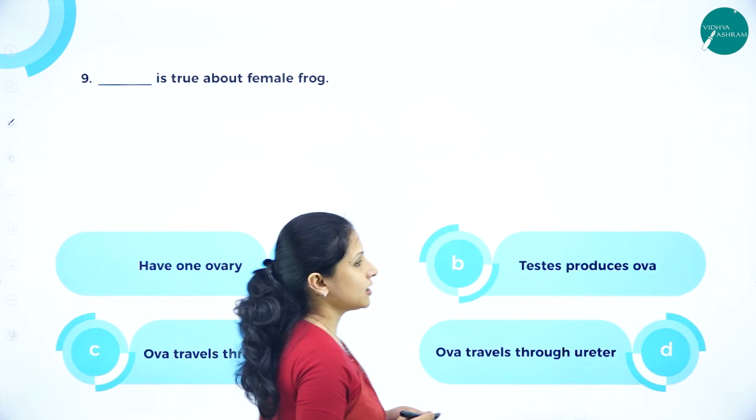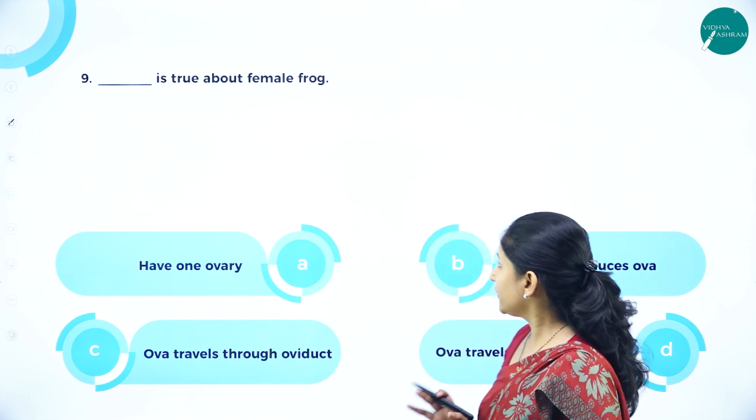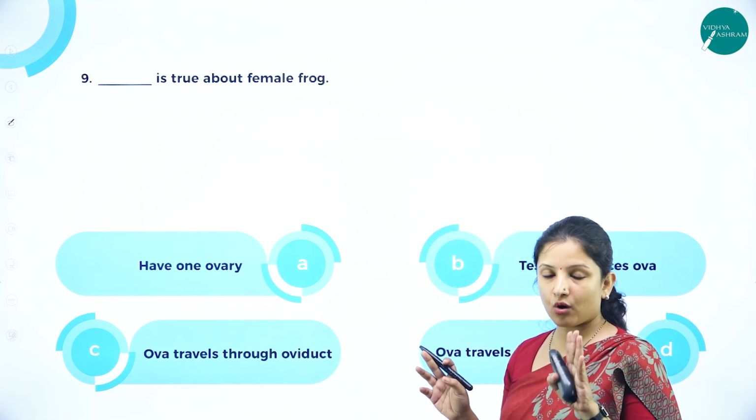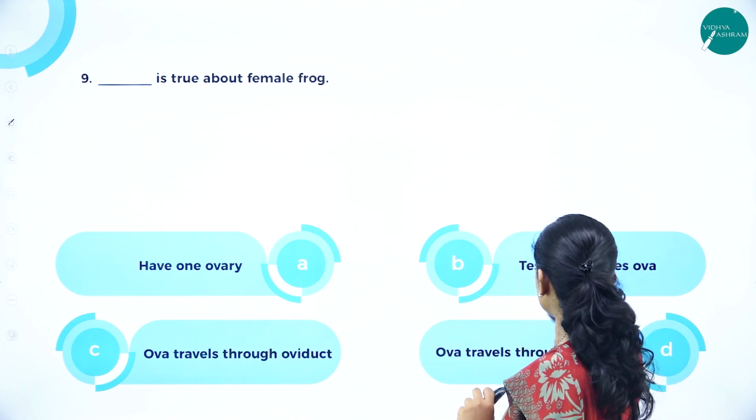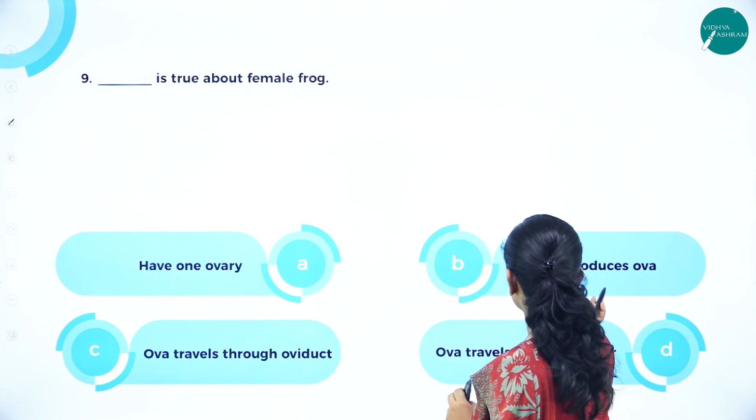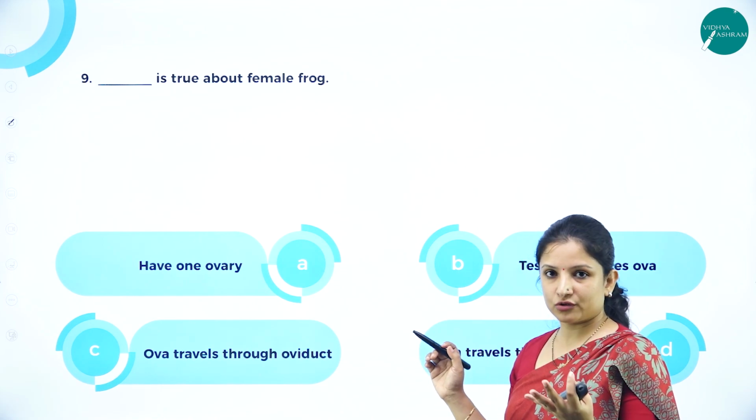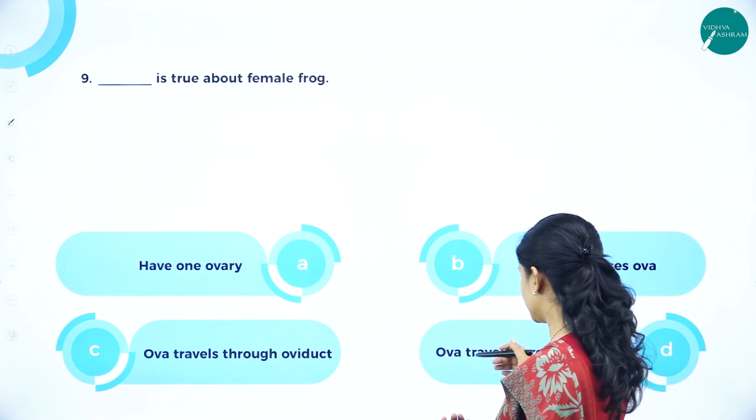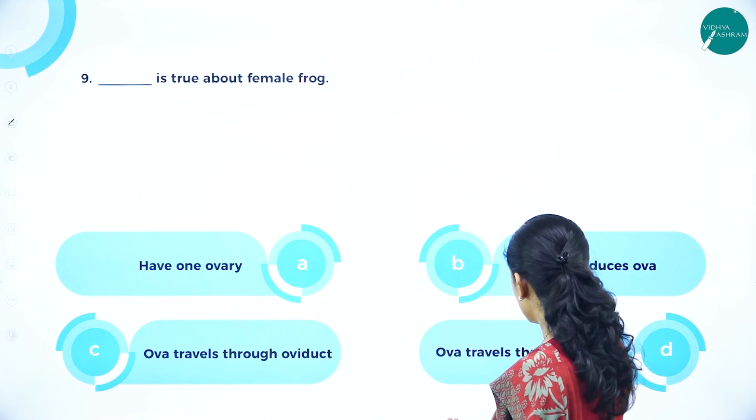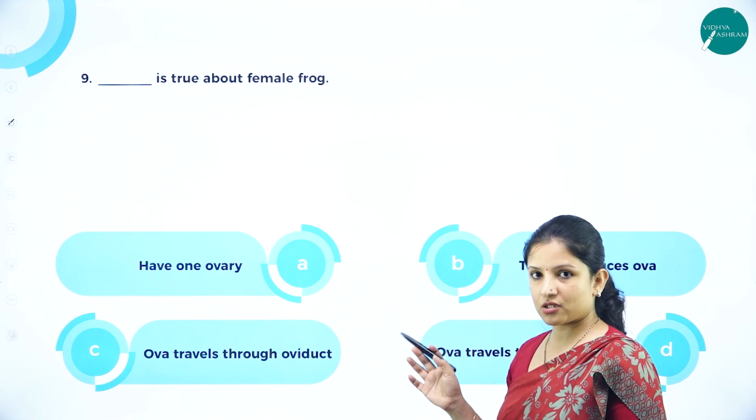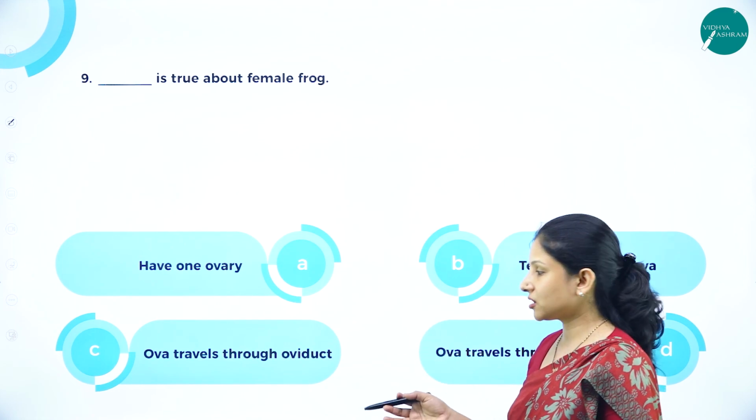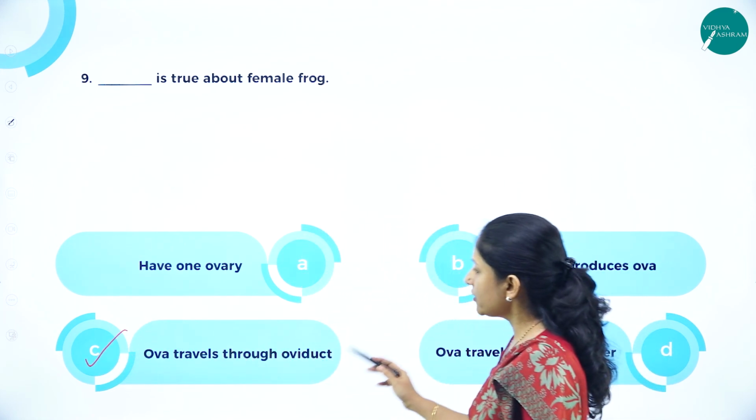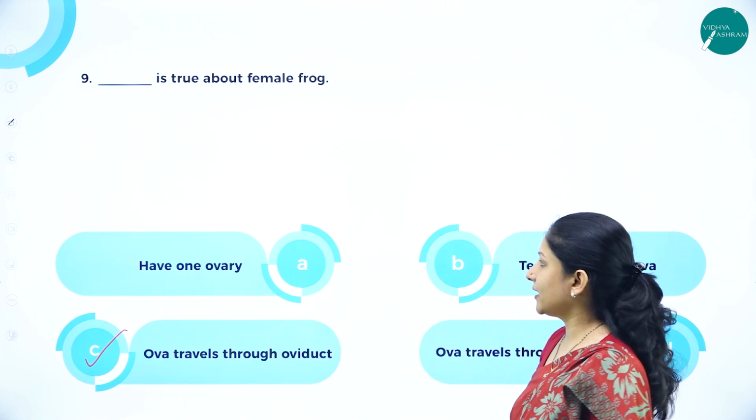So, next question. Dash is true about the female frog. Have 1 ovary? No, they have 2 ovaries, or a pair of ovary. Testis produces ova? No, it is the ovary that produces the ova or the egg. Ova travels through oviduct? Yes, that is true. Ova travels through ureter? No, ova doesn't travel through ureter. They have a separate tube-like structure which is called oviduct.